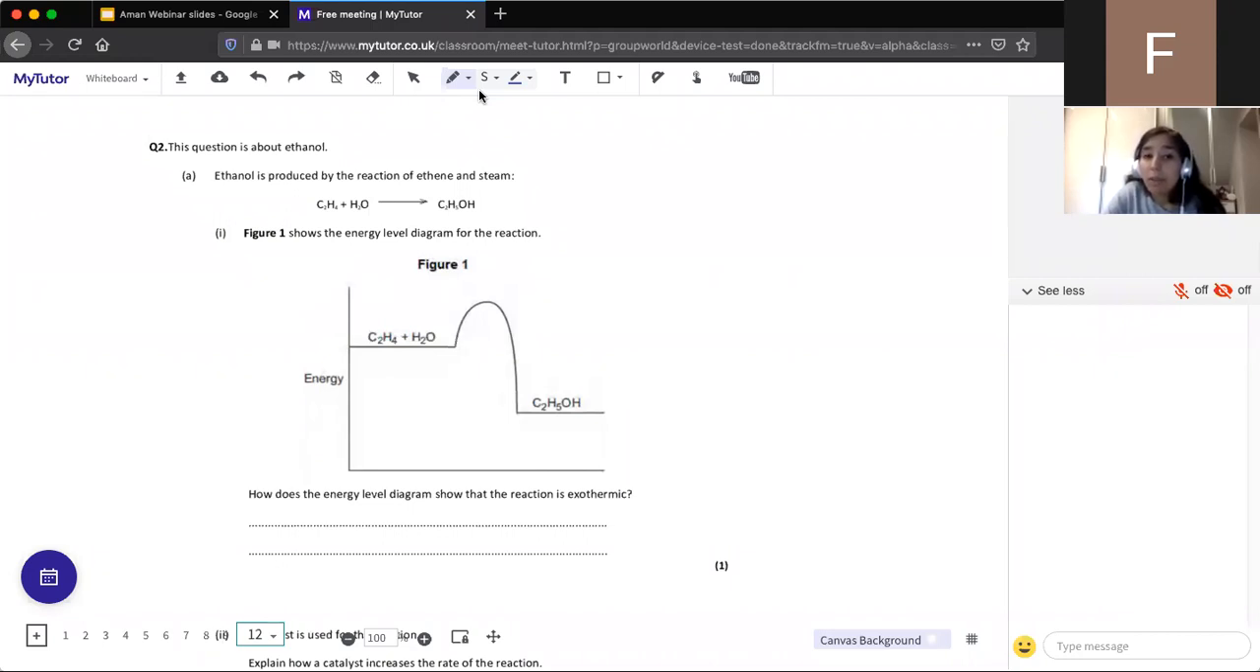So exothermic reactions increase in temperature because the atmosphere gains thermal energy, but the products lose energy because it's all given out to the atmosphere. So they lose it, and that's why the potential energy decreases.